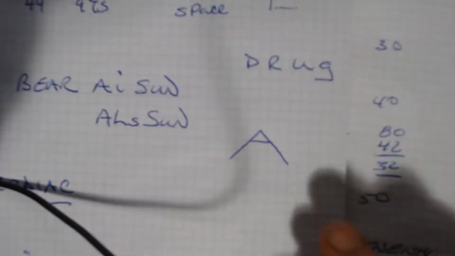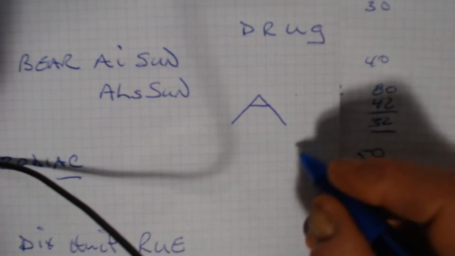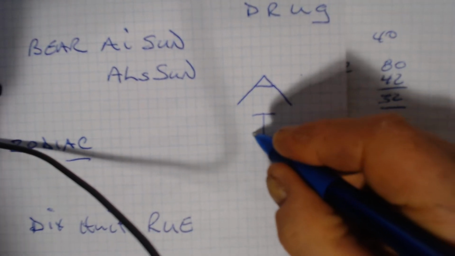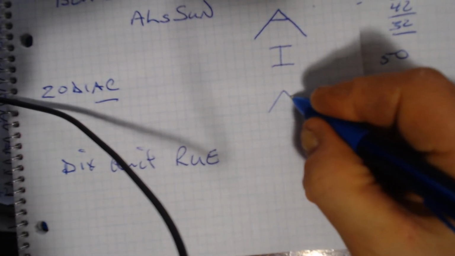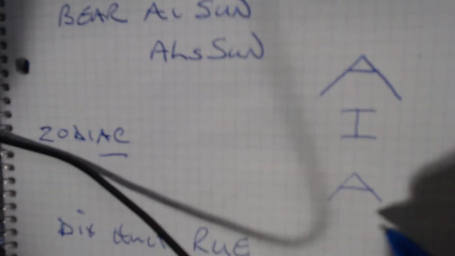What do you know about AI? I will give you one situation of AI. And here it goes. Here is A, and here is I. Or here is A. It's a big difference between this and this.